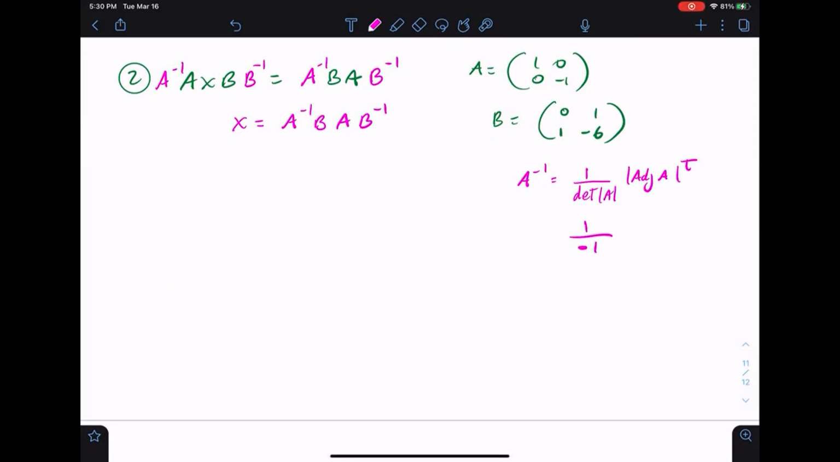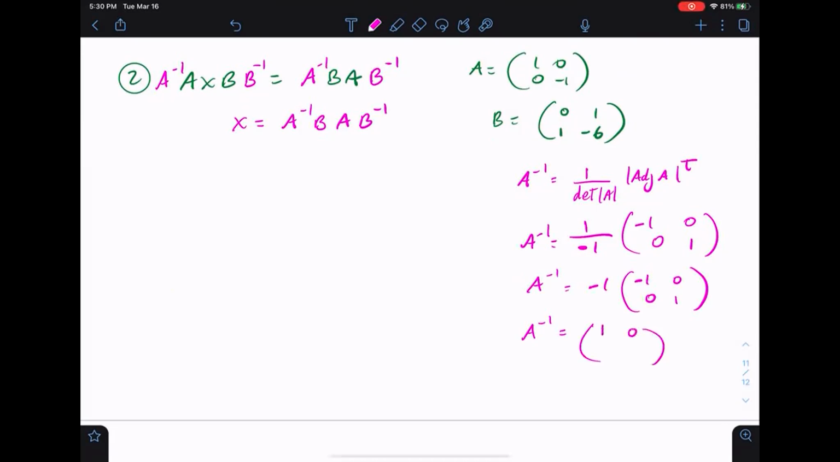The adjoint here is just changing the position of these things, right? For a 2 by 2, this is negative 1, 1, and the signs change, but in this case, since they're 0, nothing special happens. So A inverse equals negative 1 times negative 1, 0, 0, 1. And you basically do the scalar multiplication, multiplying the negative 1 value by each element in the matrix. So you get 1, 0, 0, negative 1. That's your A inverse.